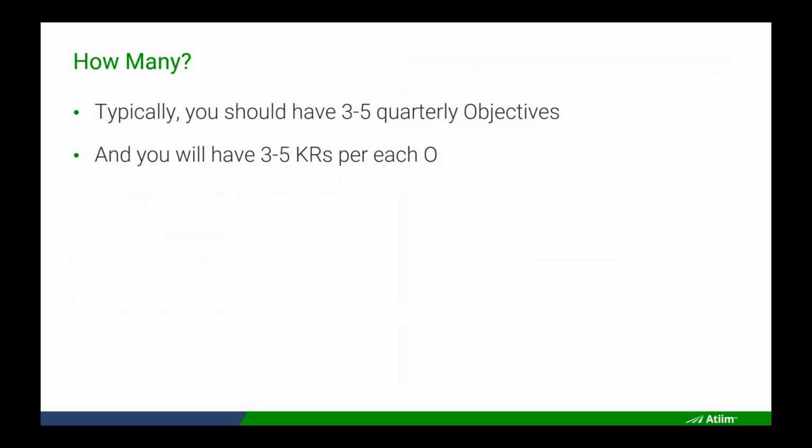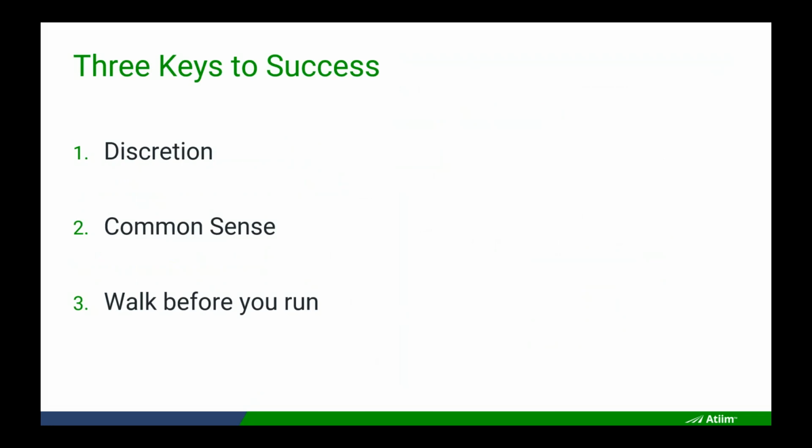How many should you have? We talked about less is more. 3 to 5 quarterly objectives, 3 to 5 key results per each O, being an objective. There are 3 keys to success with using OKRs. And by the way, frankly, with any management decision at your company, use your discretion, apply some common sense.